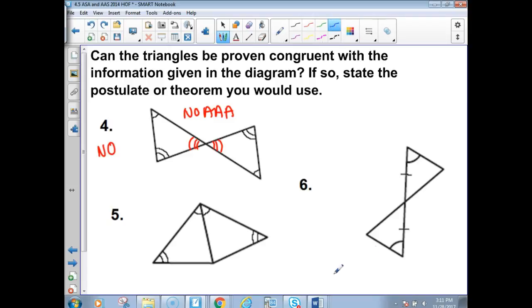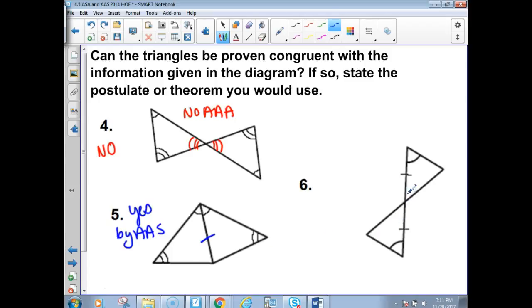All right, let's move on to one we can do. This has a shared side. We've got to mark it. And now I've got two angles and a side. So yes, they can, and it would be by angle, angle, side. Two angles and a side that's not between them.